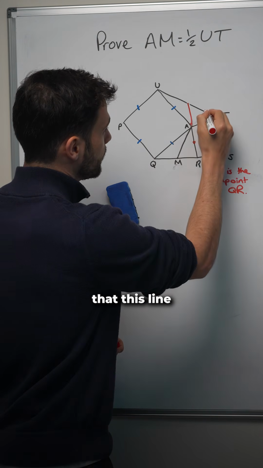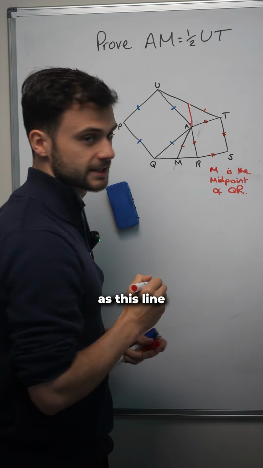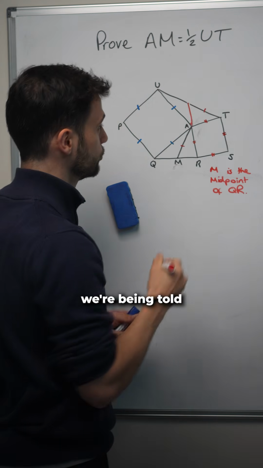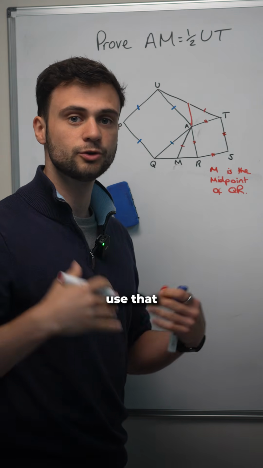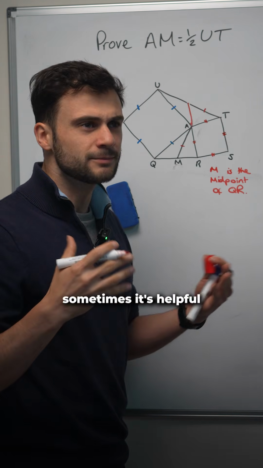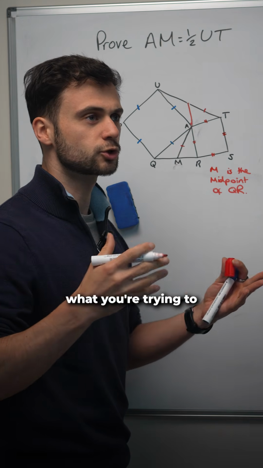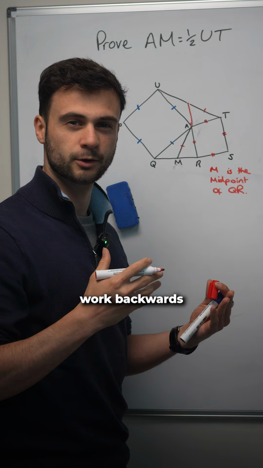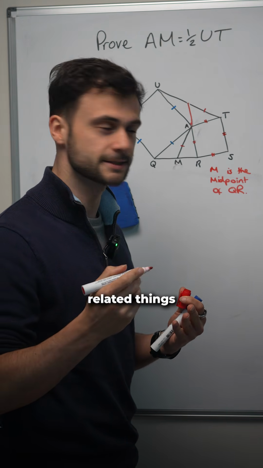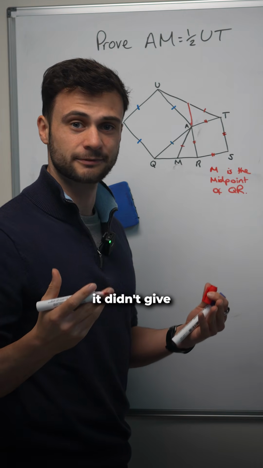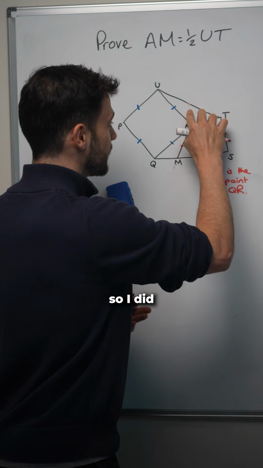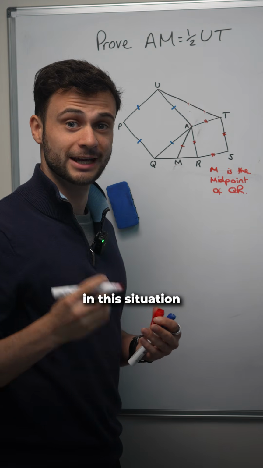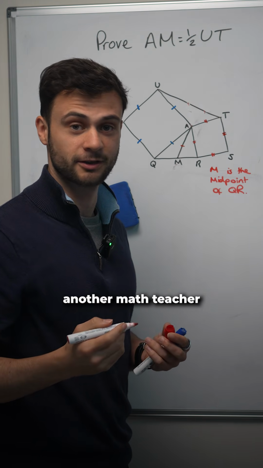Because we know that this line would be the same length as this line, because that's what we're being told to prove. Of course, we can't use that in our proof. Sometimes it's helpful to know what you're trying to find, to almost work backwards and find other related things. But in this case, it didn't give any insight whatsoever. So I did what good math teachers do in this situation, which is to ask another maths teacher.